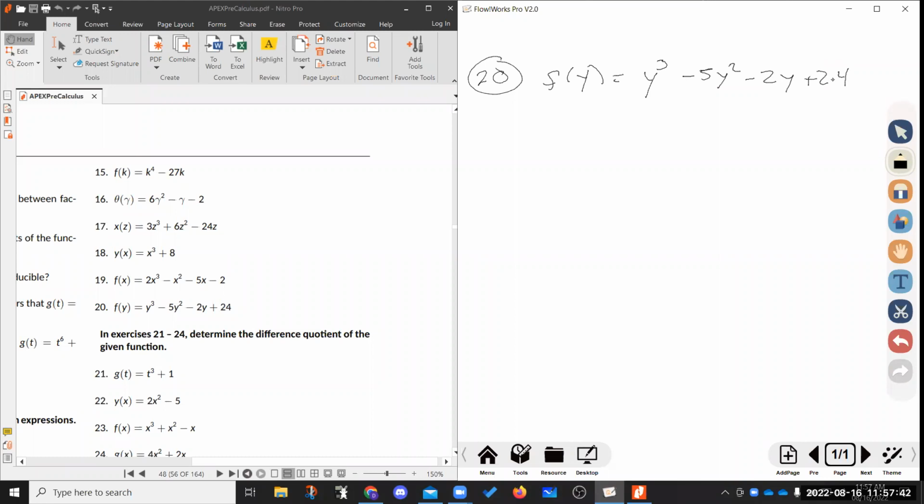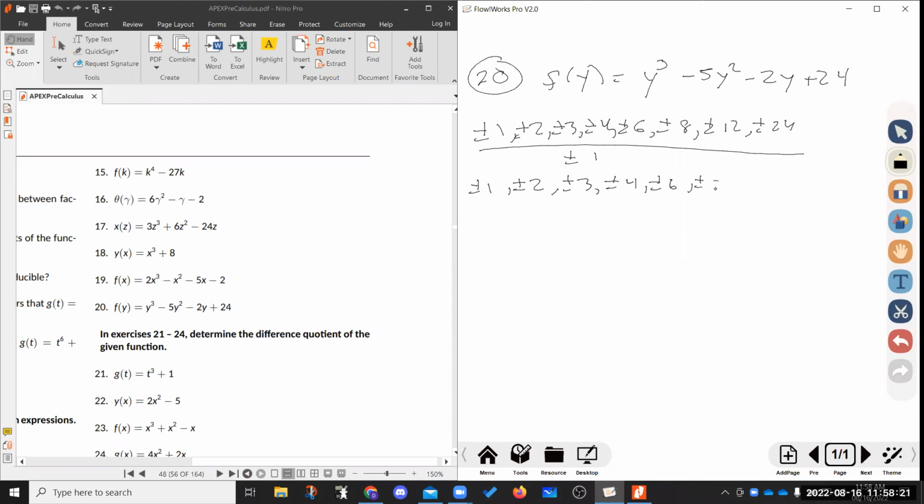Okay, again, there's not going to be a common factor that we're going to pull out that's going to leave us with the same thing on the inside, because there's no factors of 5 that are also factors of 24. I'm not even going to bother with that. So factors of 24: 1, 2, 3, 4, 6, 8, 12, and 24. It's nice that there's only 1 down there. So my possible rational zeros are plus or minus 1, plus or minus 2, plus or minus 3, plus or minus 4, plus or minus 6, plus or minus 8, plus or minus 12, plus or minus 24.